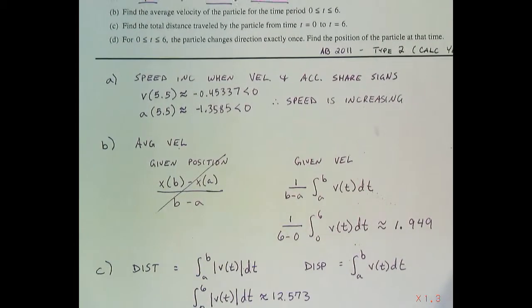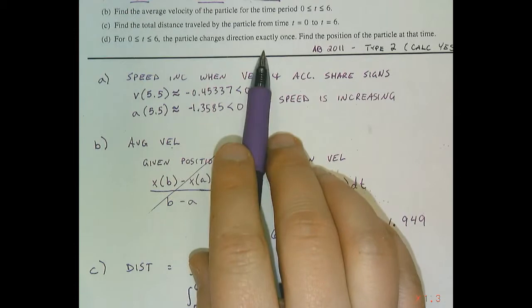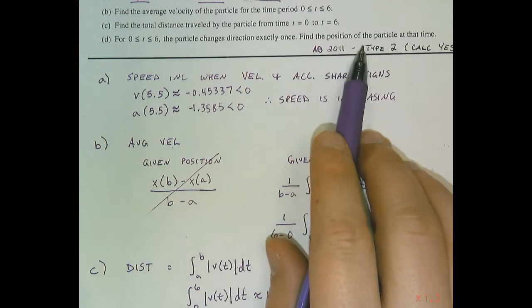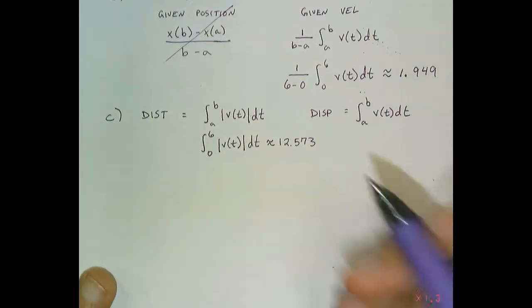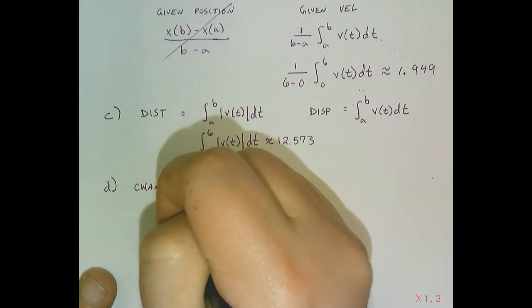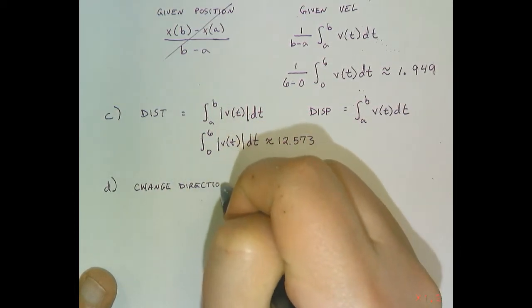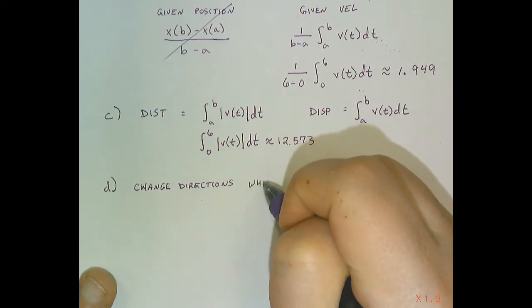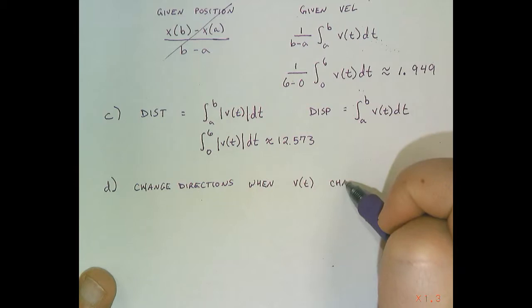And then finally, part D. The particle changes directions exactly once. Find the position of the particle at that time. So, change directions when v of t changes signs.